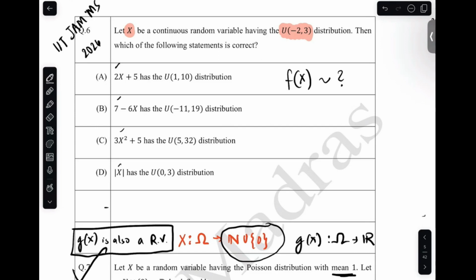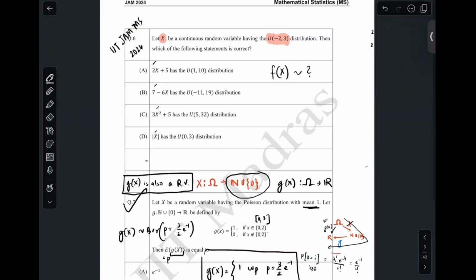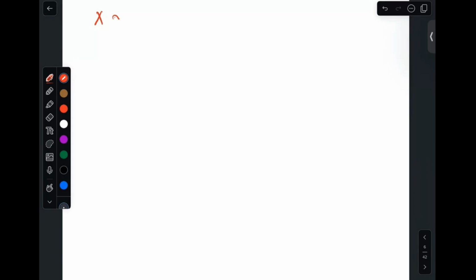So why mod of X is not uniform(0, 3). I will revise that idea, and then I will move on to address each of these individual functions and the distributions step by step. Okay, so let's get started. So first, X follows uniform(-2, 3). This is given.